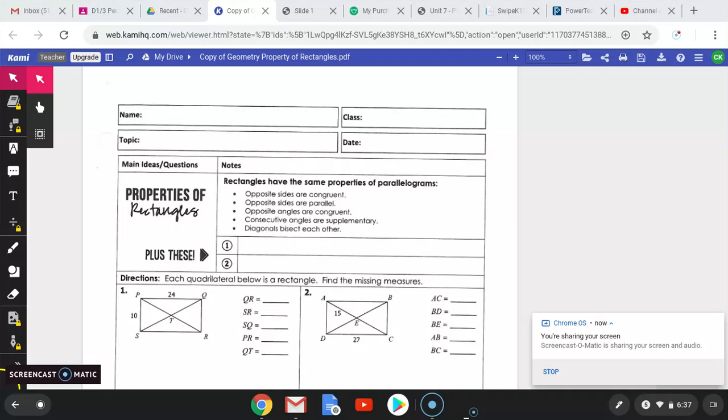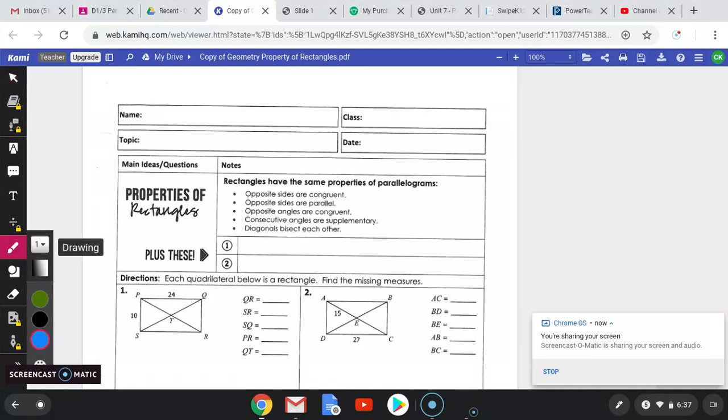So rectangles have the same properties as parallelograms. Still opposite sides are congruent, still opposite sides are parallel, opposite angles are congruent, still consecutive angles are supplementary, and still diagonals bisect each other. But there are two new things that actually make a rectangle a rectangle.